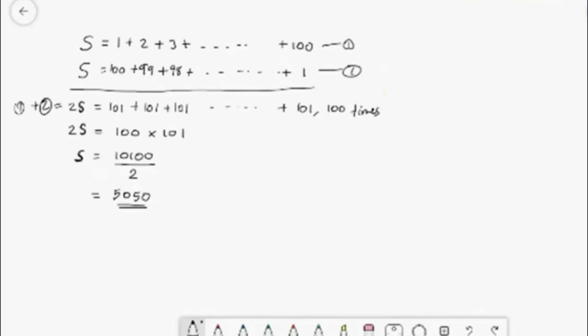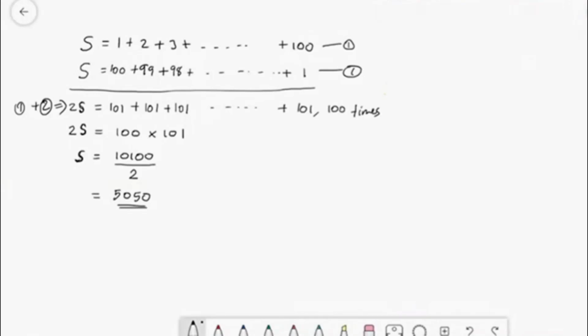What will you get? You will get S plus S on the left side. S plus S is 2S. And you add the terms in each corresponding position. In the first position, 1 and 100 come from the two equations, so 1 plus 100 is 101. In the second place, 2 plus 99, again 101. In the third place, 3 plus 98, again 101. In the fourth place, I didn't write it, it will be 4 plus 97, again 101.